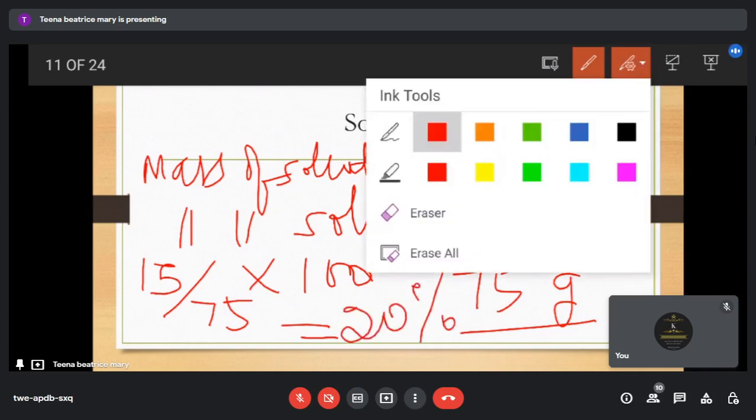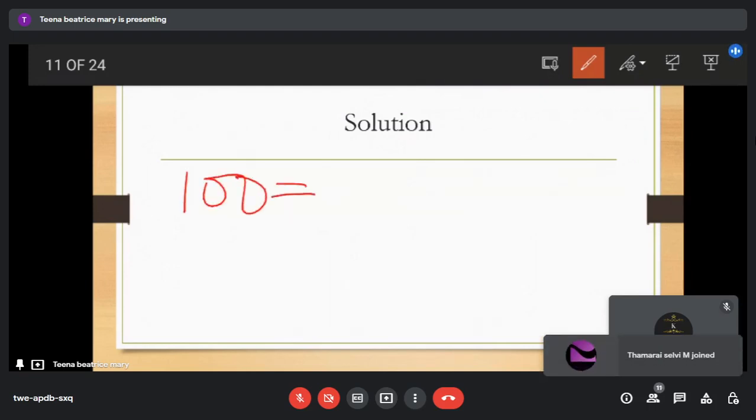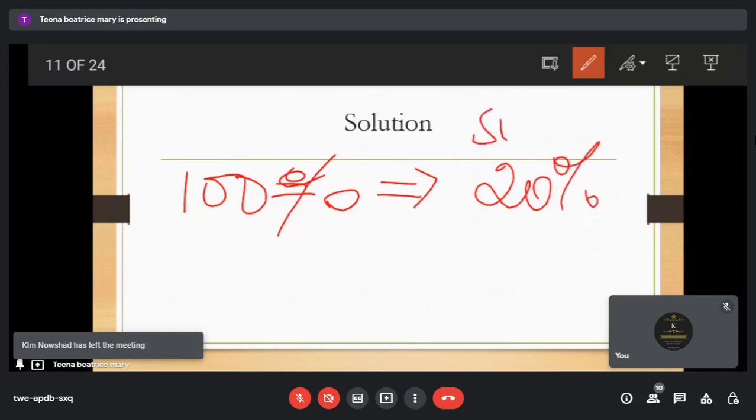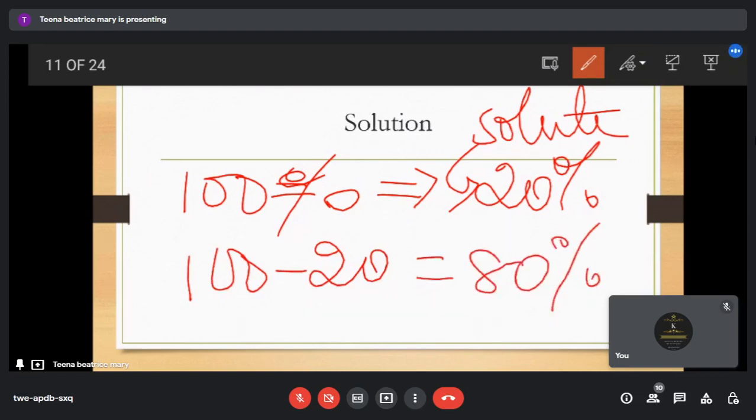20% of what is present? Solute. Then for the solvent, what is an easy method to find it? Out of the overall 100%, 20% of solute is present. So the remaining will be 100 minus 20, which is 80% solvent.